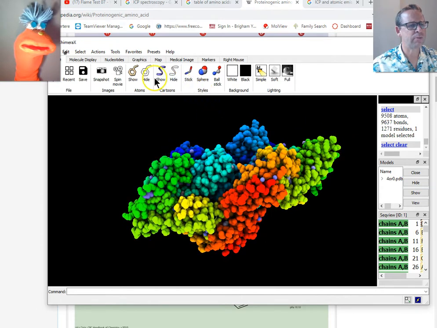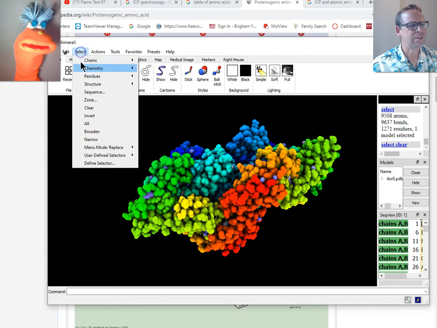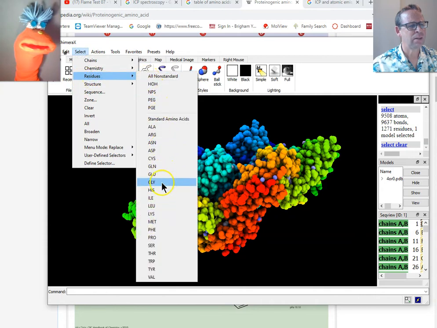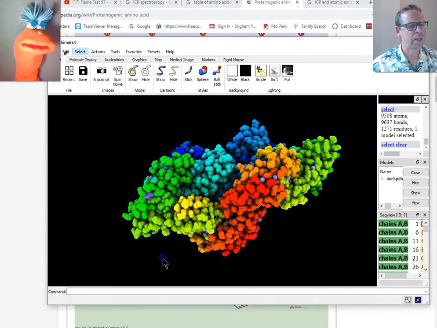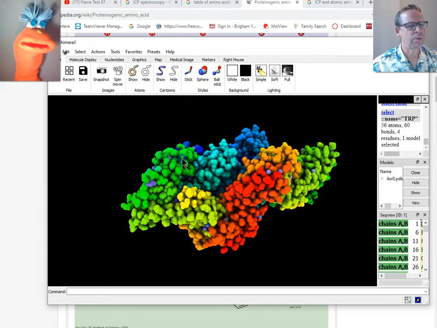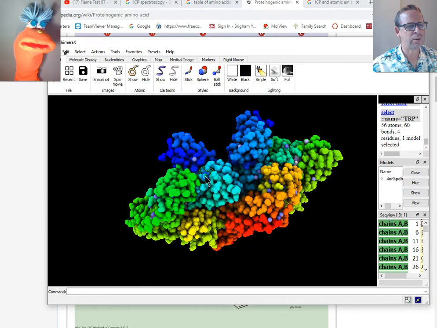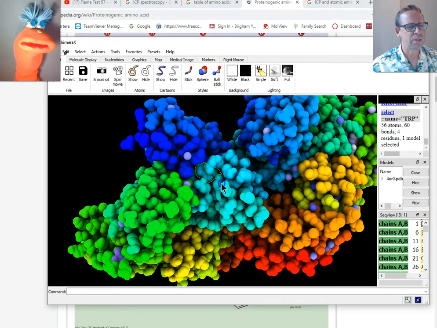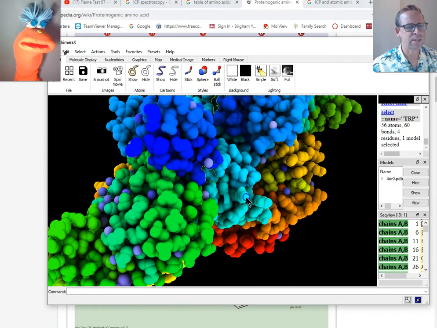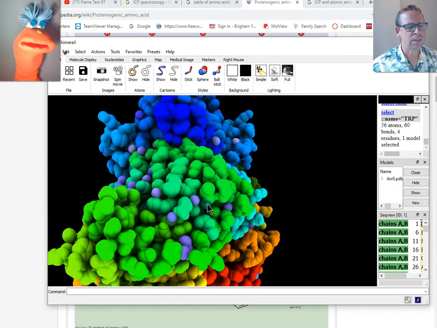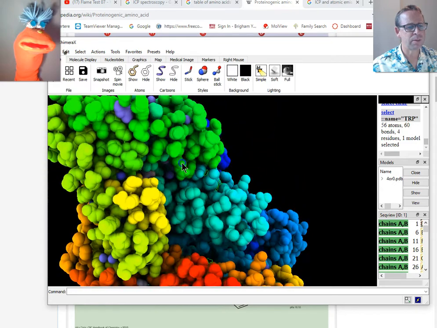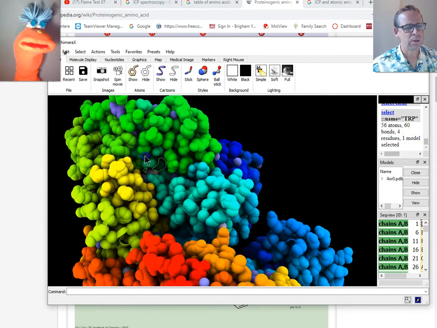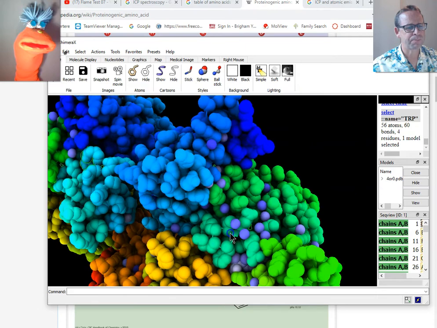Okay, so we have this protein here, and now let's see if we can select the residues again. Let's select our tryptophan. Let's see if we can change their color. So now, you can see the glow right here, right? So this is the one that we said looks like it was accessible. All right, where's that green one at? Yeah, see that green one's really buried in there. Not a lot of accessibility. Okay.